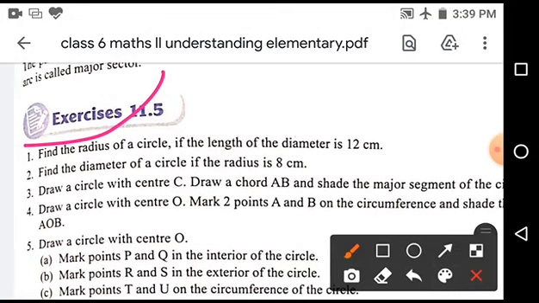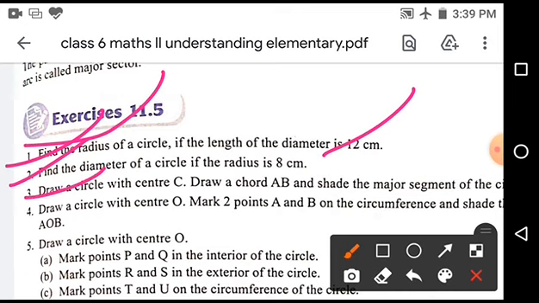For example, question 1 is: find the radius of a circle if the length of the diameter is given. We know that radius is half of its diameter. That means here the diameter is given as 12 centimeter, then its radius will be 6 centimeter because it is half of the diameter. Next question is find the diameter of a circle if the radius is 8 centimeter. So diameter is just 2 times the radius. So multiply by 2 and we get the diameter of the circle.